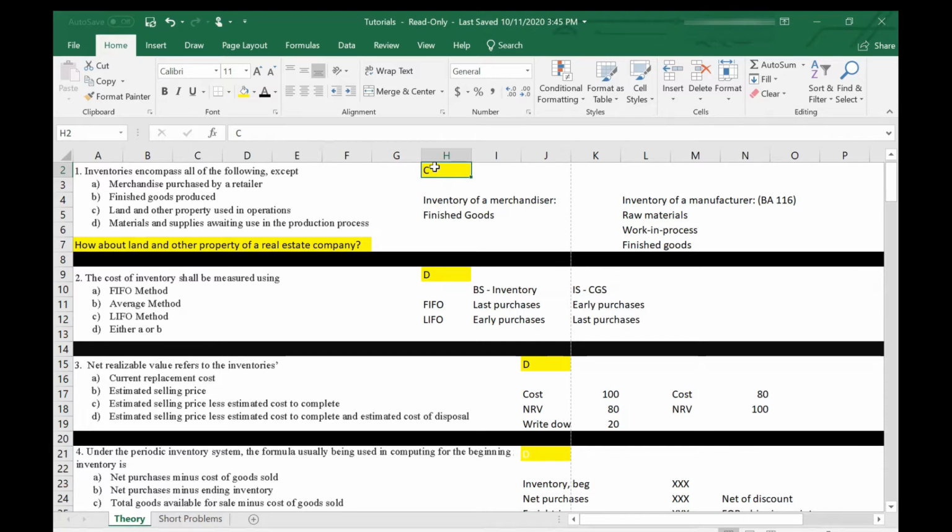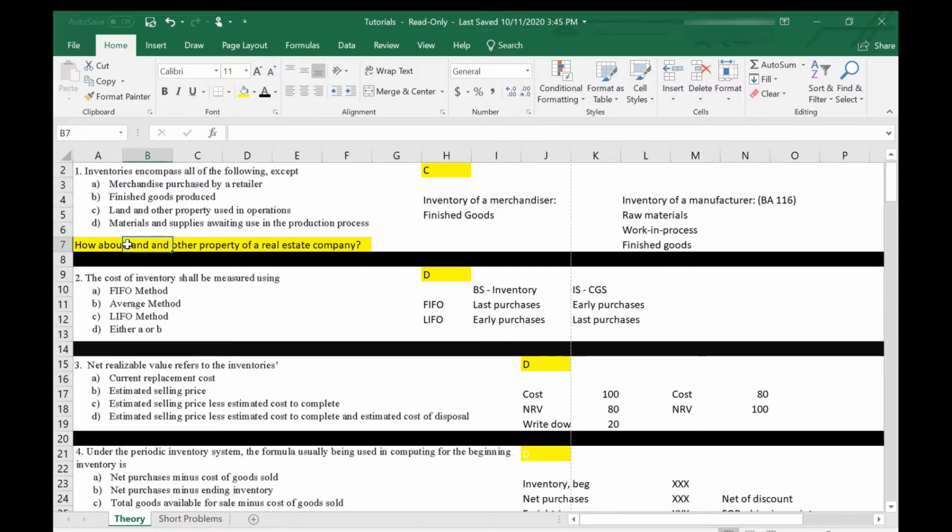The story is different when you talk about the land and other property of a real estate company. For example, Camella Homes, yung land and other property nila, hindi na yung PPE. Usually inventory na yon because they sell those houses of the subdivisions in the ordinary course of their business. Therefore, accounted for as inventory. So I hope that's clear.